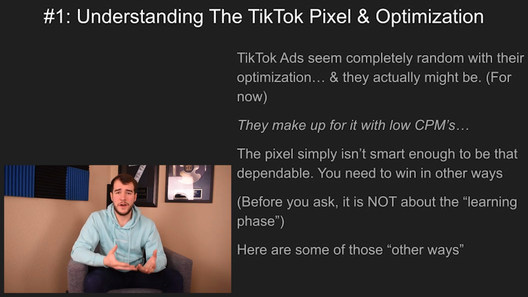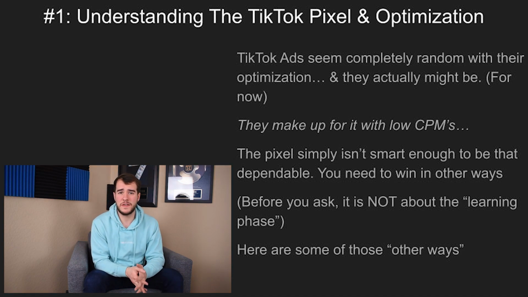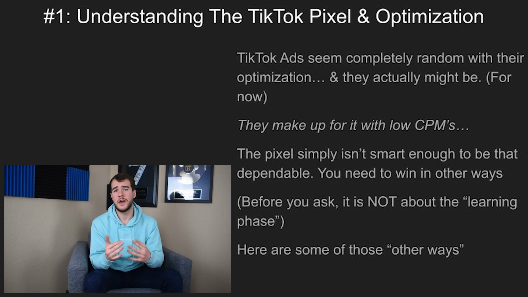So essentially, with the TikTok pixel, relying on the data collection that they currently have set up and the optimization that their algorithm is using, I would say that it's not smart enough to be dependable, and you need to win in other ways. And before you ask, no, I am not talking about the learning phase, because I've seen zero correlation between being in or out of the learning phase and the results that you're seeing. So in this video, we're going to be talking about some of those other things, but I wanted to add this section to explain to you the context of the TikTok pixel and the optimization as compared to Facebook, so that you can have some context and have a better idea as to how this is working and what kind of mindset I'm having moving into this.